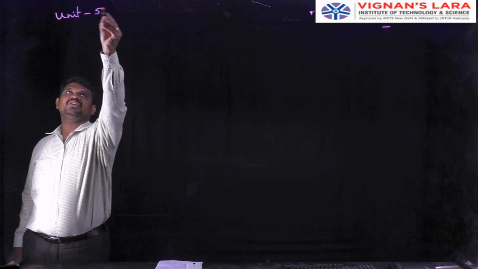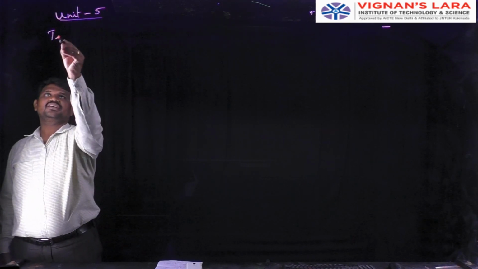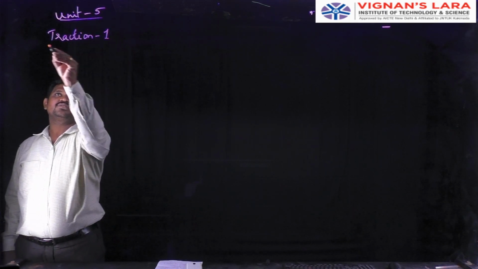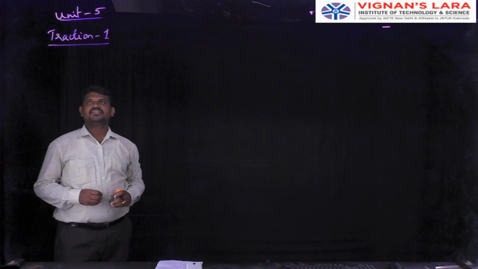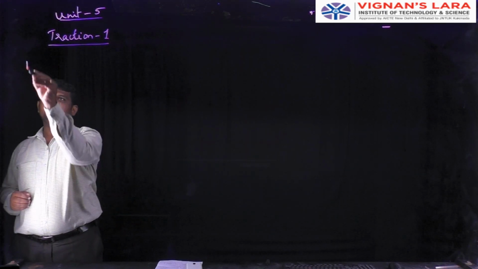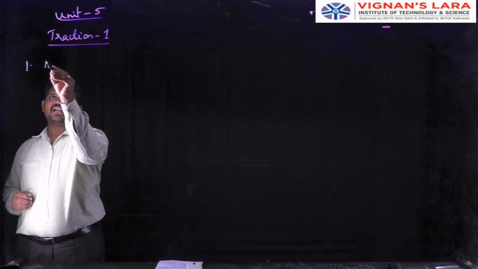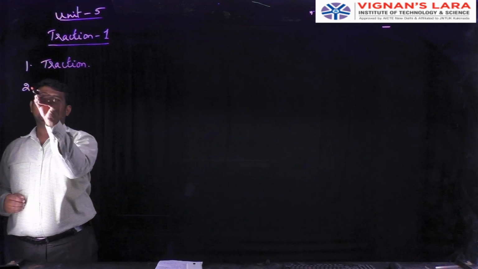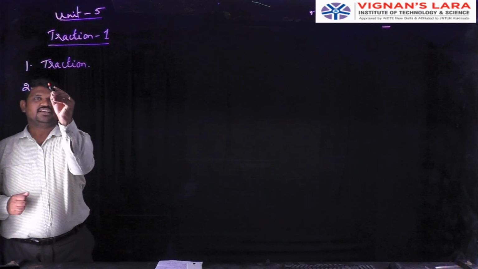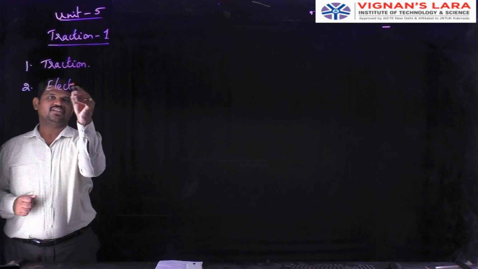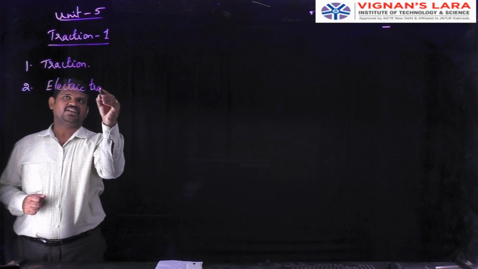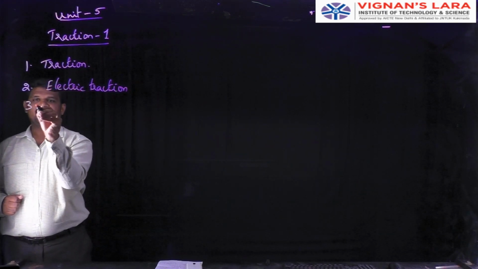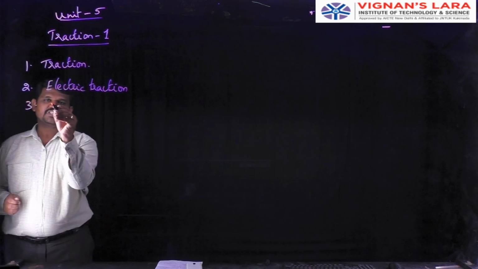Unit 5, that is Traction 1. In this unit, first I want to explain what is meant by traction. What do you mean by traction? Next, I want to explain electric traction. Later I want to explain the speed time curve.